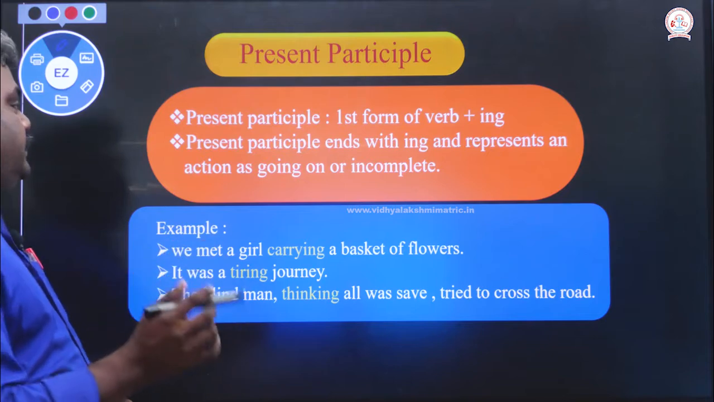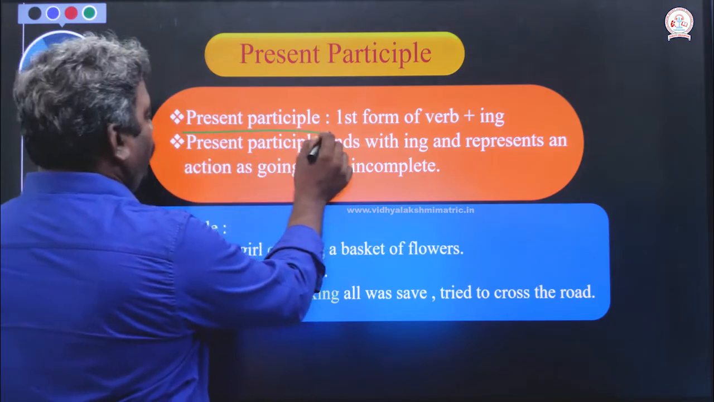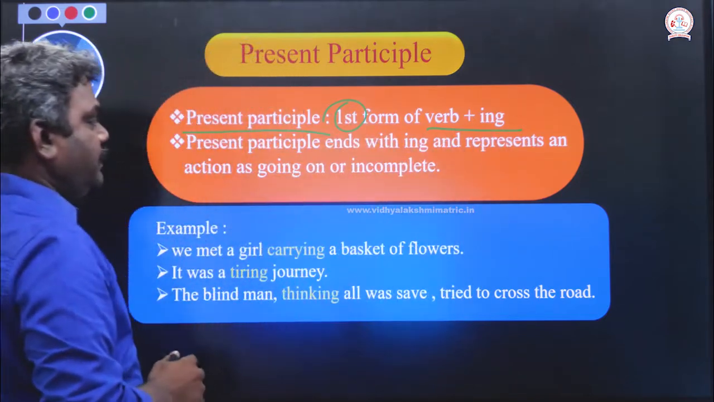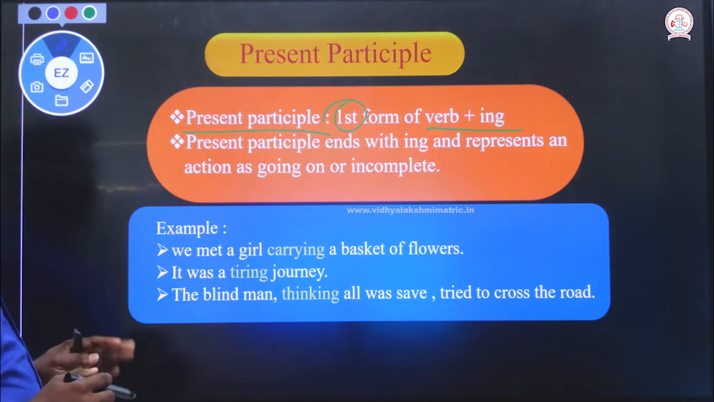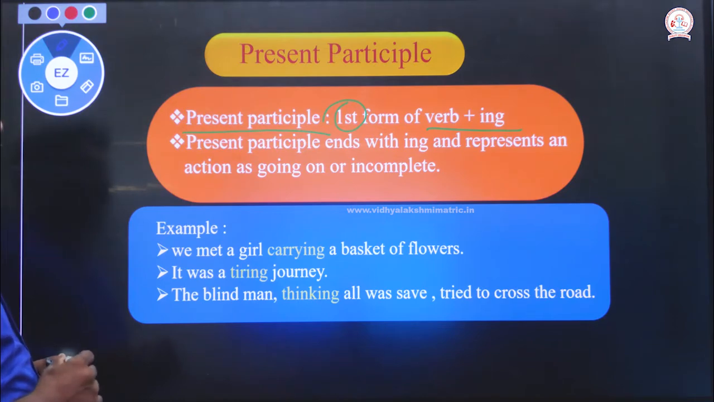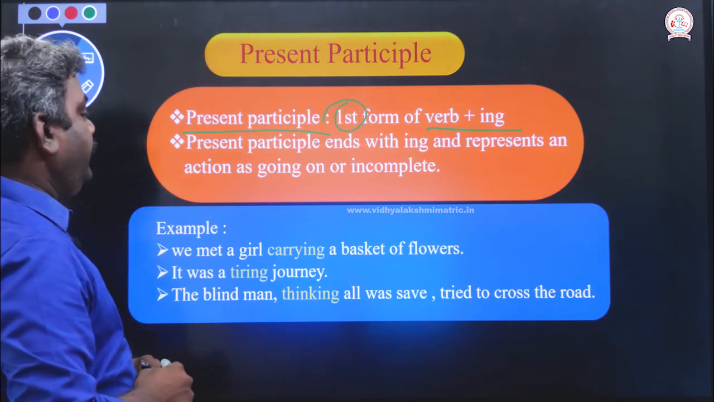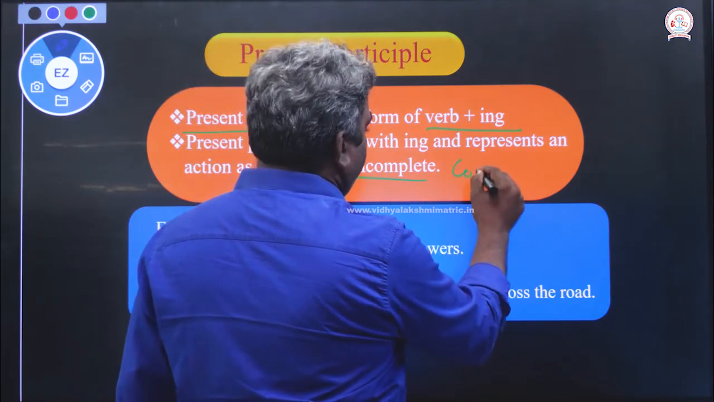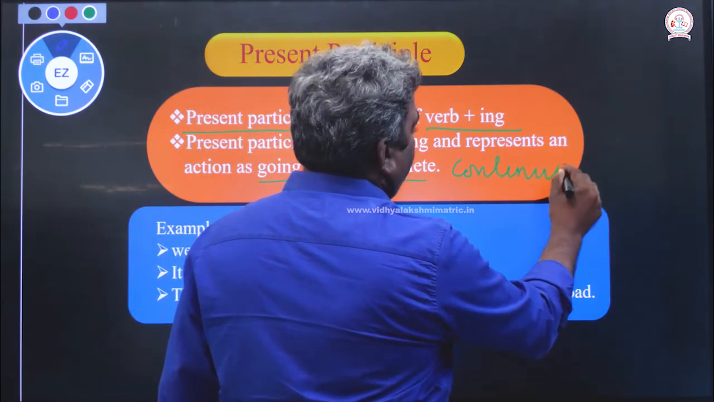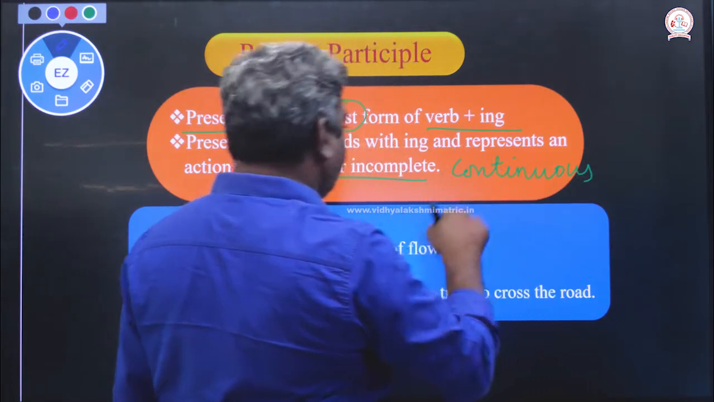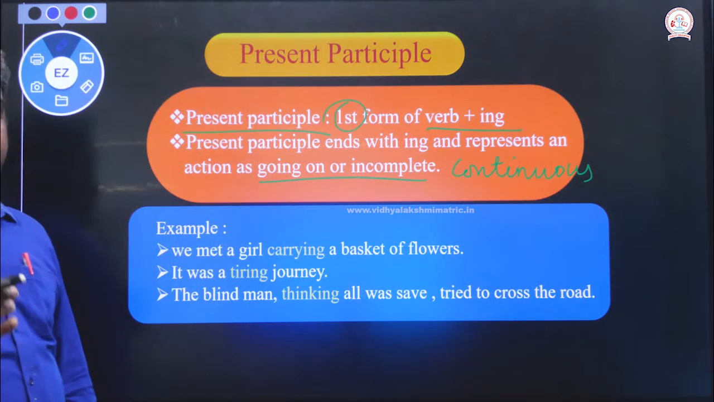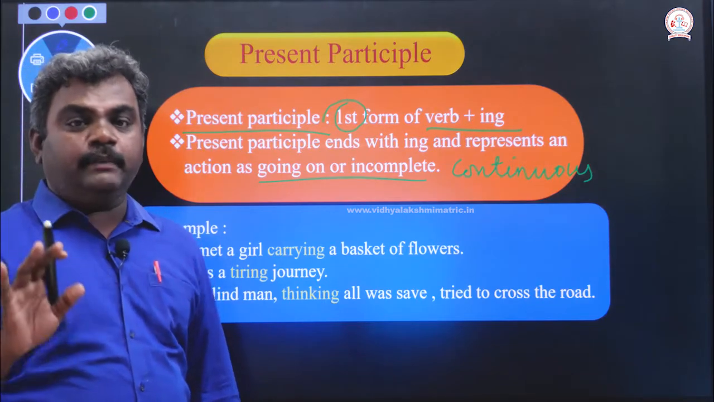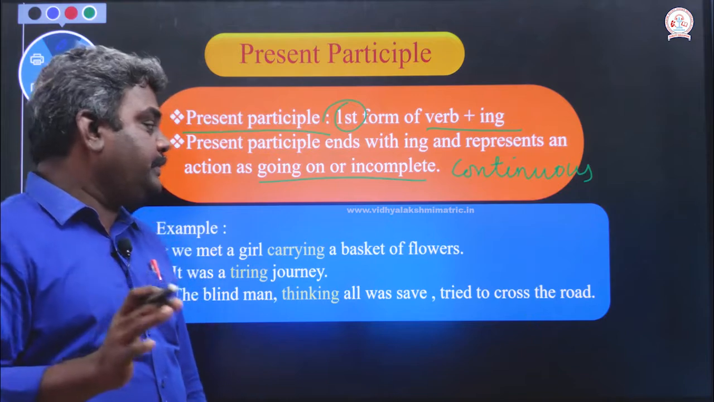Present participle, as I just told you once again: V1 plus ing. It's not necessary to say first form, you can write V1 plus ing. A present participle ends with "ing" and represents that the action is going on. So it must be used only in the continuous tense. Whether it may be present continuous, past continuous or future continuous is not a problem, but it should be used only in the continuous tense.